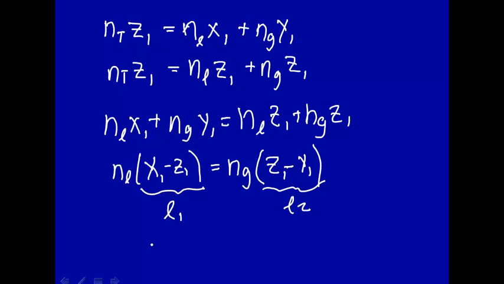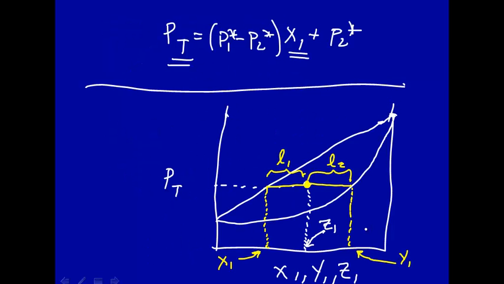So what we end up with is the total number of moles in the liquid phase times L1 is equal to the total number of moles in the gas phase times L2. And this is called the lever rule. It has to do with levers, or levers, I guess. I'm pronouncing like an English person. So if this amount decreases here, then the number of moles has to increase, just like a lever.